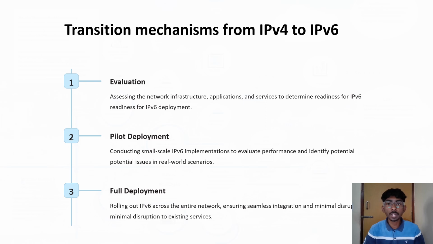Transition mechanisms for IPv4 to IPv6. There are three mechanisms: evaluation, pilot deployment, and full deployment. Evaluation checks the infrastructure and applications for IPv6 deployment. Pilot deployment is used on a small scale and for identifying potential issues in real world scenarios. Full deployment is for bigger and vast area networks.